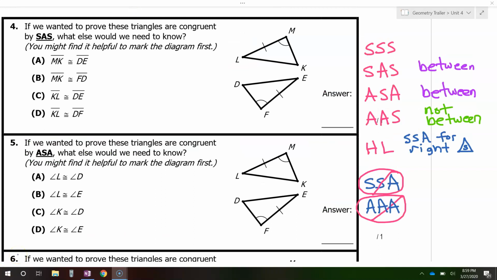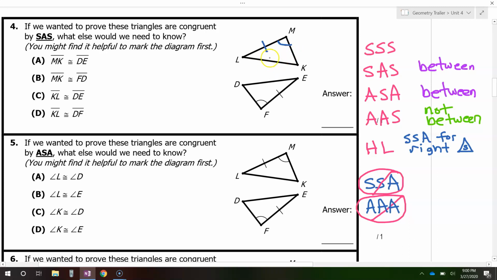For number 4, we are switching gears a little bit. If we wanted to prove these triangles are congruent by side angle side, what else would we need to know? For side angle side, we need two sides and an angle marked. We already have one side and an angle. We need two sides and an angle. So all we need is another pair of congruent sides. So the only question is, which one of these two sides does it need to be?